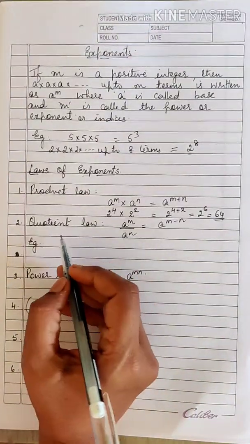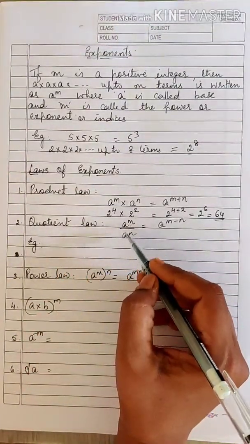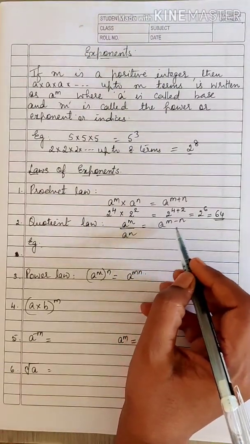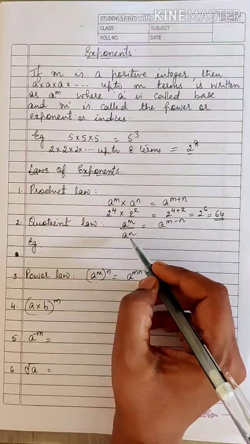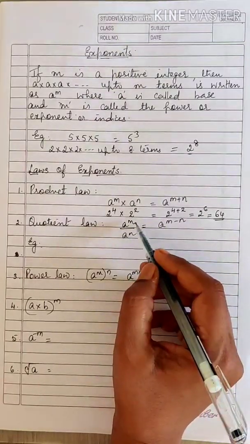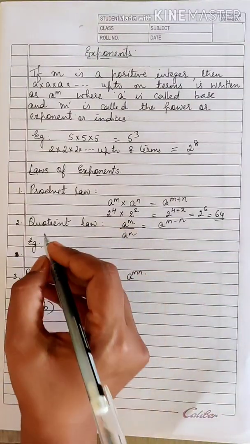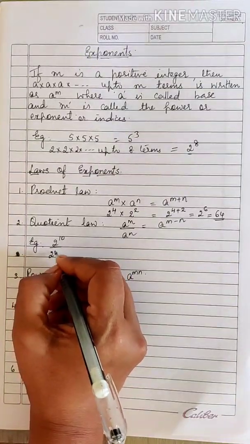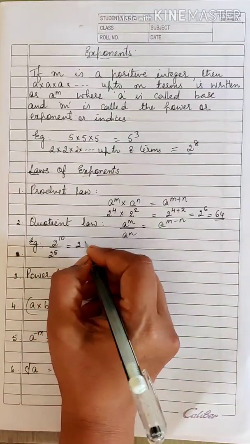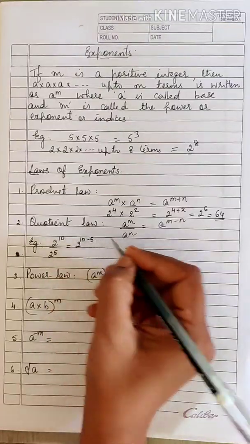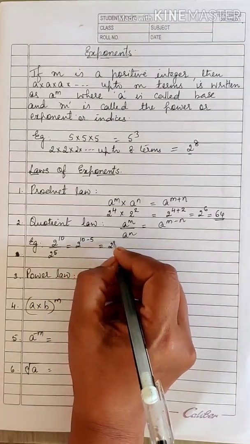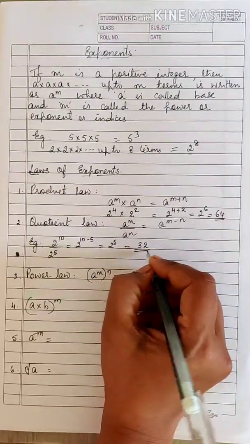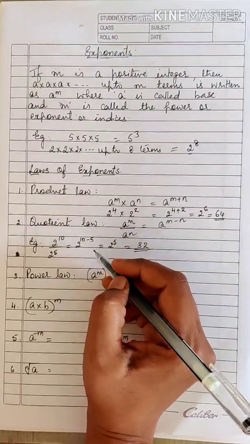Next law, quotient law. a to the power of m upon a to the power of n is equal to a to the power of m minus n. That means when the power from the denominator comes to the numerator, it becomes negative. Here you have 2 to the power of 10 upon 2 to the power of 5, which will be equal to 2 to the power of 10 minus 5, which is equal to 2 to the power of 5. 2 to the power of 5 is equal to 32. This is called the quotient law.